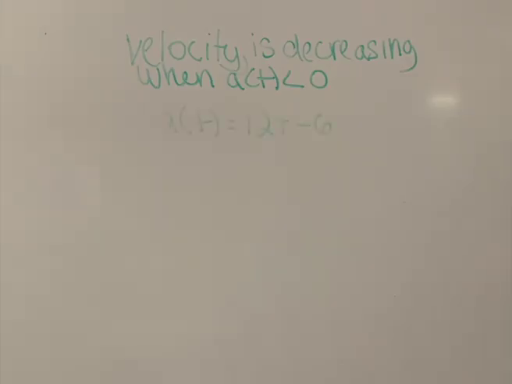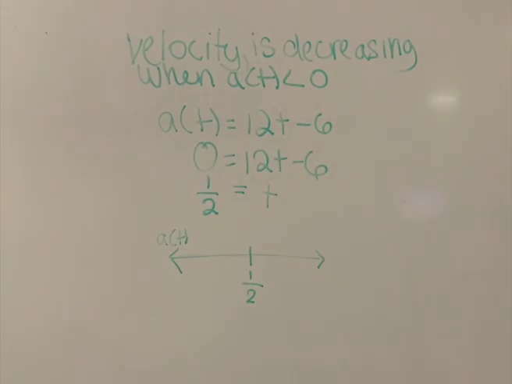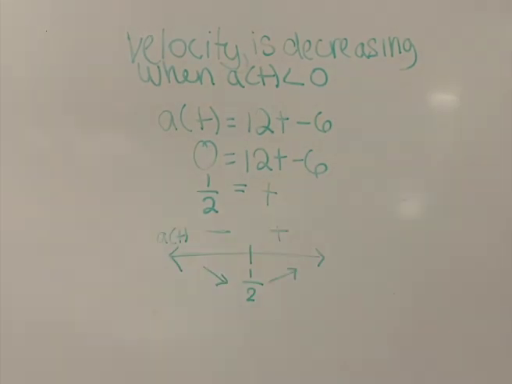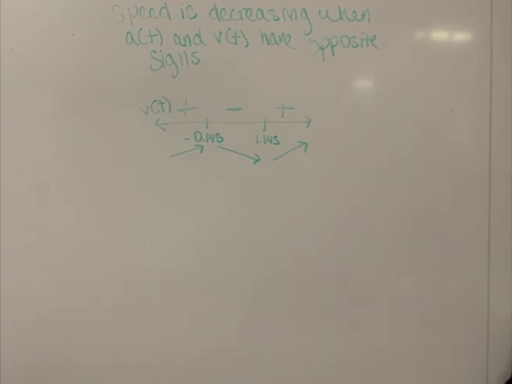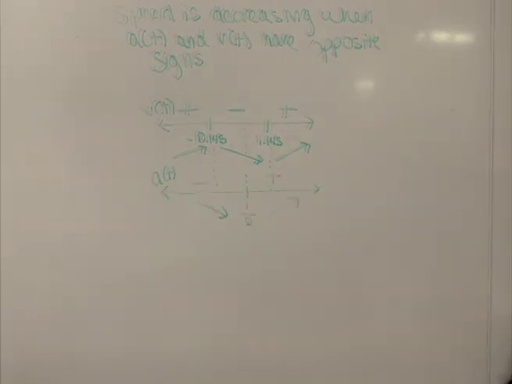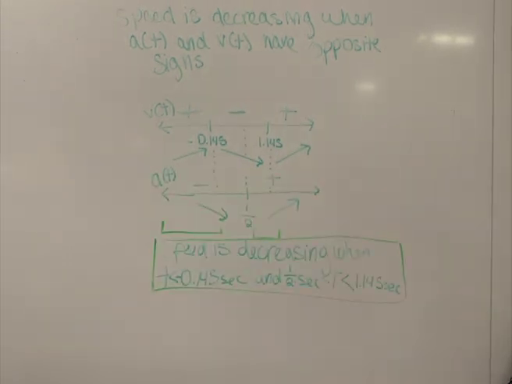The object's velocity decreases when acceleration is negative. We made an acceleration number line and found that velocity is decreasing before a half a second. The object's speed is decreasing when a of t and v of t have different signs, so we took the number lines of acceleration and velocity and found the intervals where the sign was opposite.